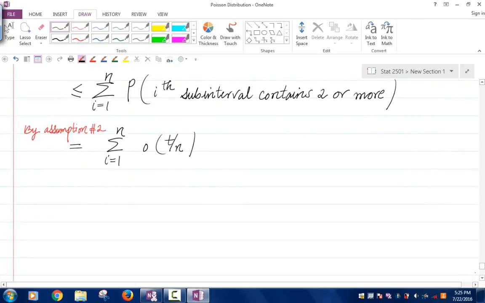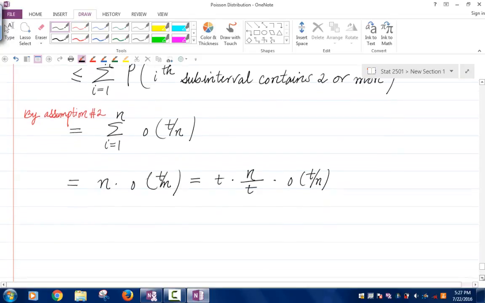Now each summand is little o of t over n, and there are n summands, so we could say this is equal to n times little o of t over n. Now I'm going to rewrite n as t times n over t. Notice that t cancels out and we still have n times little o of t divided by n. So once again, we rewrote n as t times n over t.